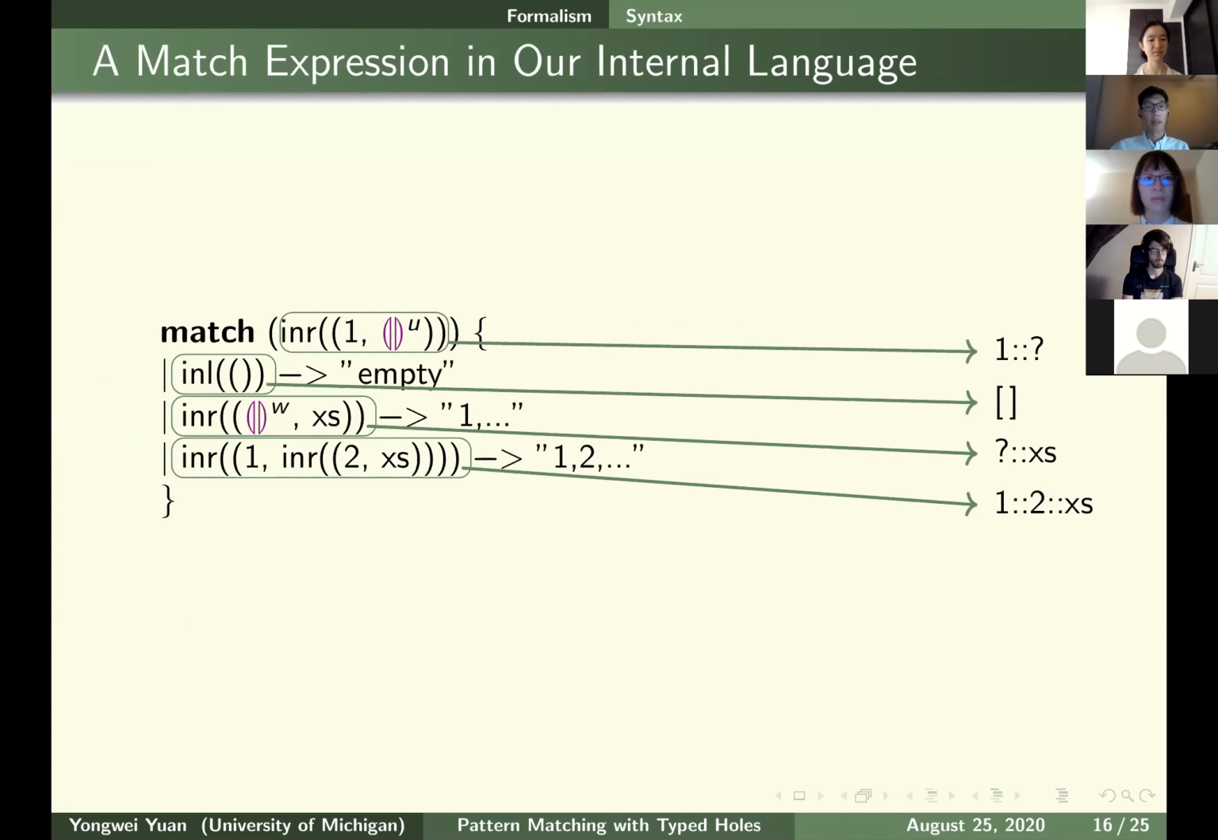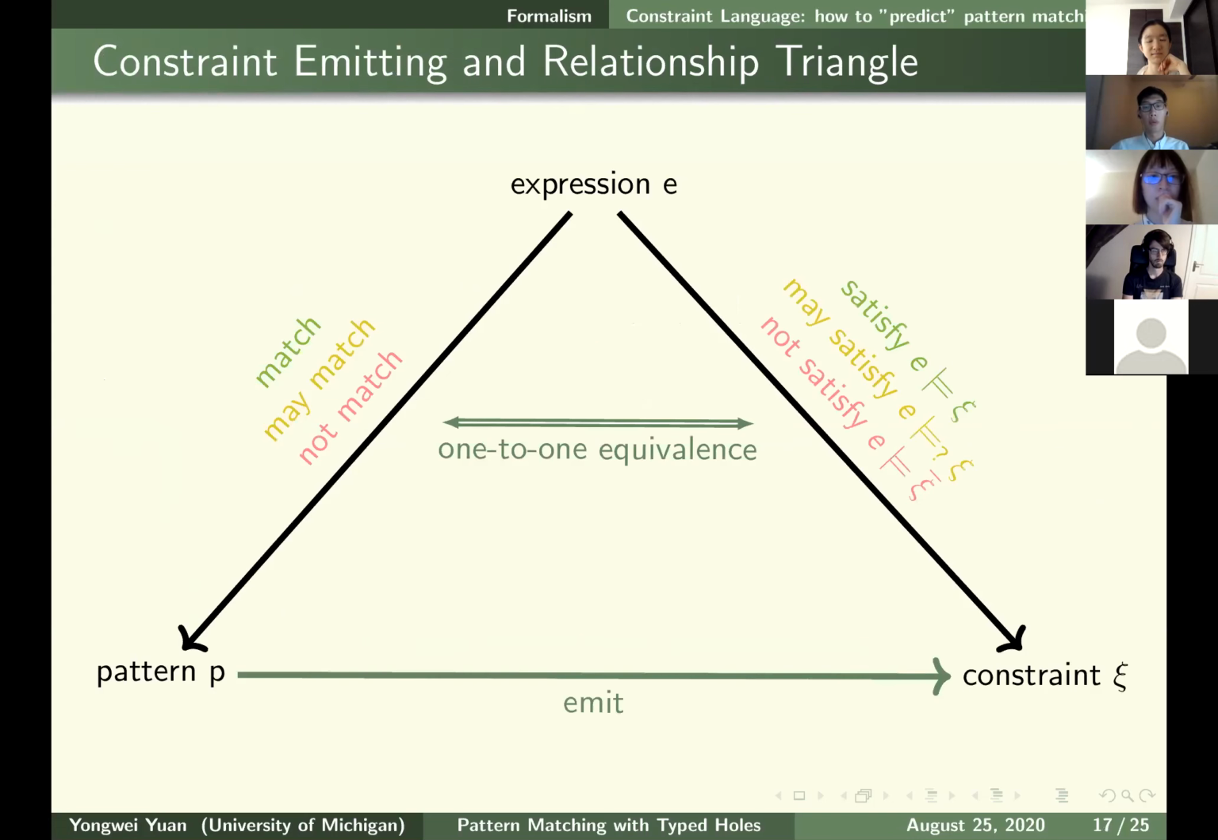Now we want to formalize pattern matching with type holes. For simplicity, we use binary sum types. Here is a match expression in our internal language. One of the main contributions of the work is that other than match and not match, we introduce a third possibility. An expression may possibly match a pattern because by filling the hole appropriately, the expression can match the pattern. We use a match constraint language to predict the 3 possibilities of pattern matching. For the emitted constraint, there are also 3 possible relationships between the expression and the constraint, which exactly correspond to the pattern matching result.